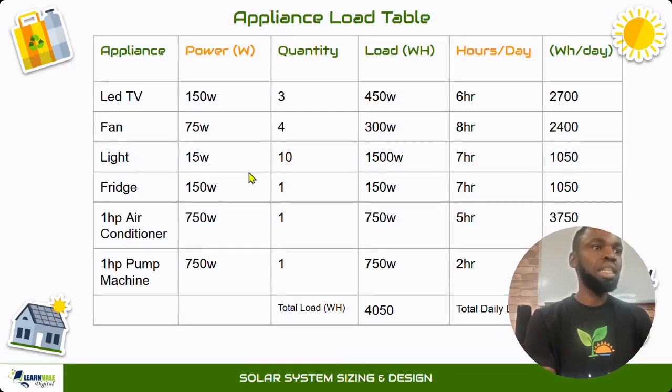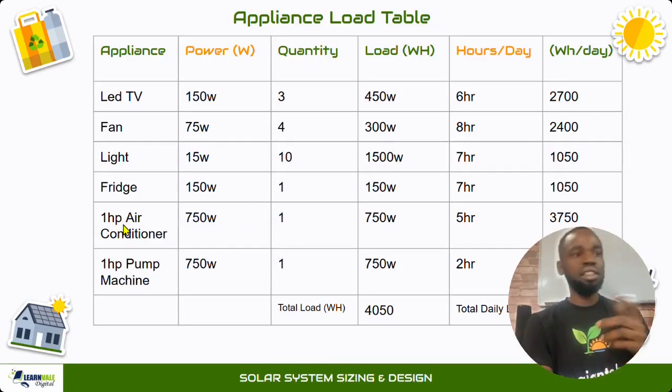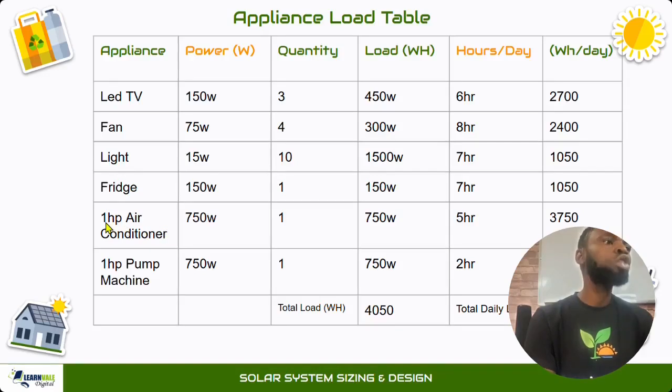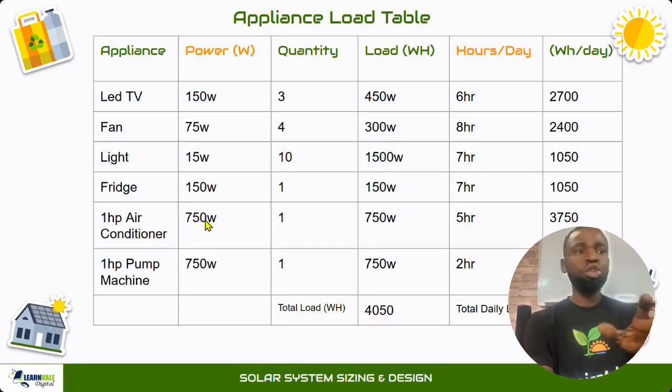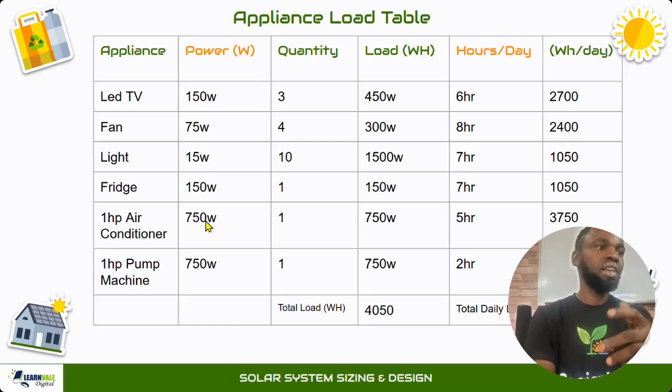Same thing with the lighting point, 100 watts for 5 hours. Okay, the fridge, 150 watt hour. The AC. Okay, 1 horsepower AC is rated 750 watts. Don't worry, I will show you how this is achieved, how we get to know that 1 horsepower AC is rated 750 watts.